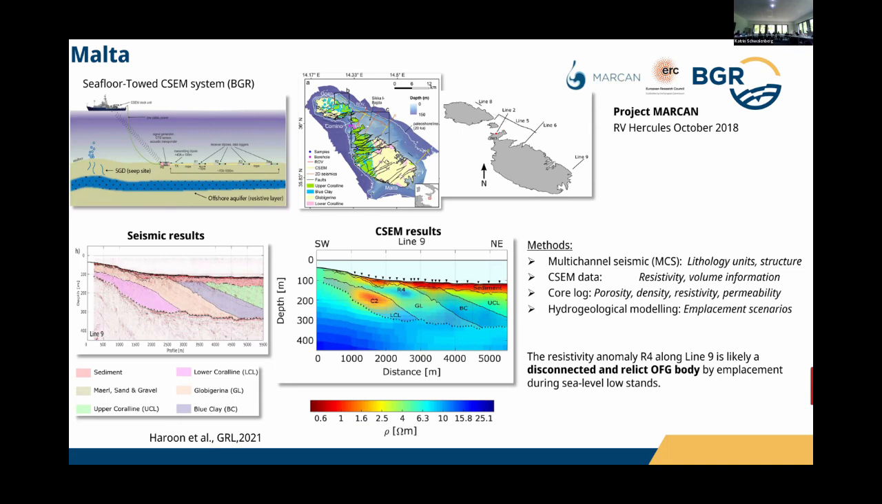And the target here is this resistive, rather small anomaly here, R4, which has been interpreted in Amir Haron's paper as a disconnected and relict OFG body by emplacement during sea level low stands. But the methods which have been used here are multi-channel seismic, CSEM, core log data, which are actually onshore, and hydrogeological modeling.